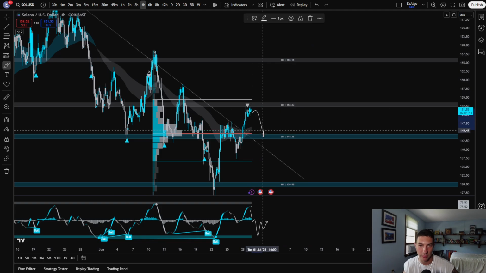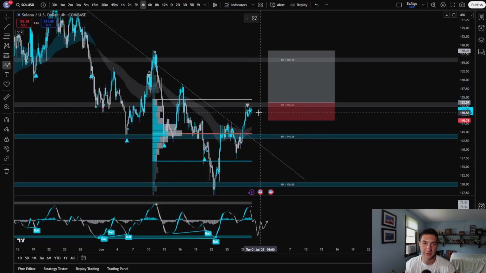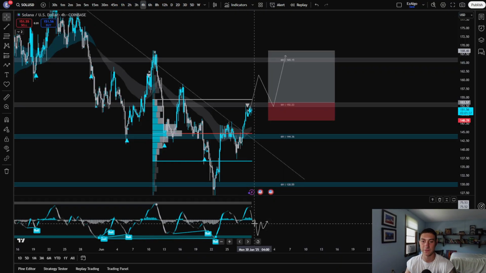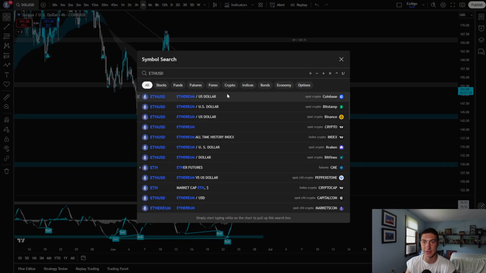So I will either wait for a retrace to this key level here or wait for a breakout and then another retest of this 6 hour level, right? Something like this. And this would be my trade thesis, right? Again, going down to a lower time frame, waiting for those bullish divergences for that final entry confirmation. Let's take a look at Ethereum.